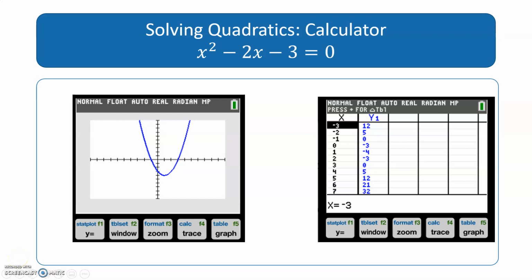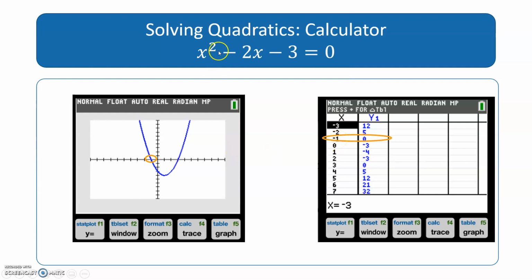So the first thing to keep in mind when you're solving quadratics on a calculator is what you're looking for. On a graph, what you're looking for is where the graph crosses the x-axis. So you're looking at this x-axis line and you're looking for where your graph crosses that line. In a table, you're looking for where the y-coordinate is equal to 0. So you're looking for the x-coordinate when y is equal to 0.